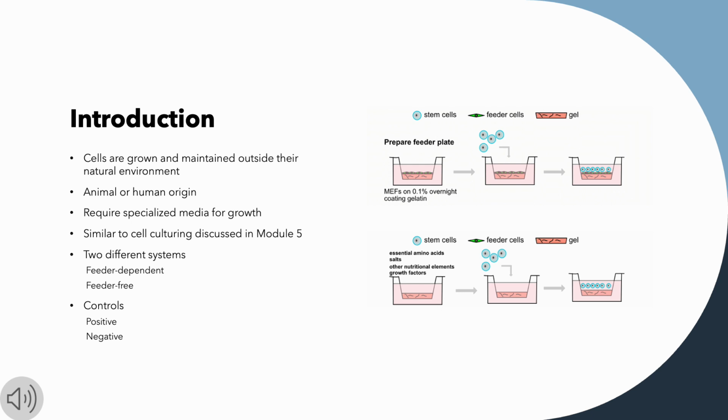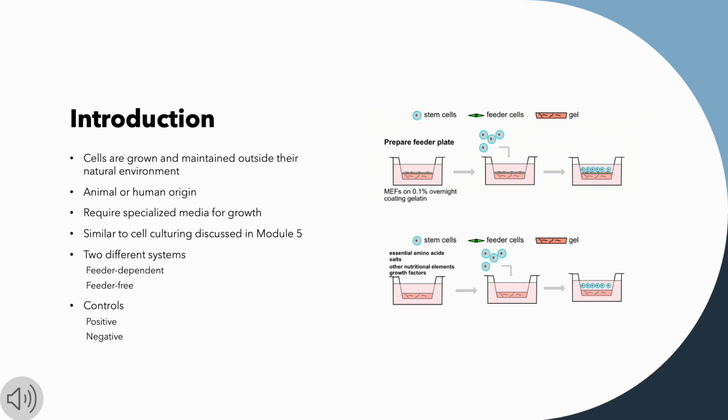The cultures can be formed in either feeder-dependent or feeder-free systems. Feeder-dependent systems involve the stem cells co-culturing with feeder cells like fibroblasts. The feeder plates used in this method are shown in the top picture here, where the plate is conditioned with feeder cells, then plated with stem cells.